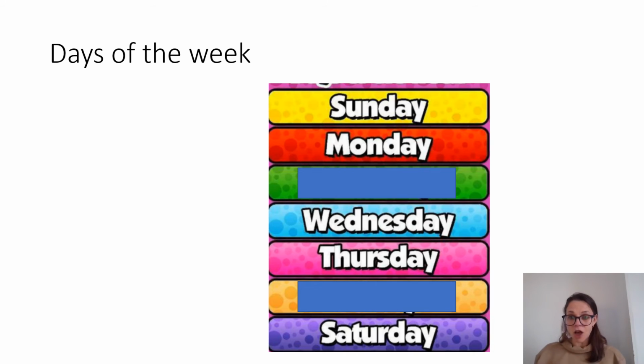How many days of the week are there in total? We've got Monday, Tuesday, Wednesday, Thursday, Friday, and then we've got the weekend, haven't we? Saturday and Sunday. How many is that all together? 7. Well done, there are 7 days of the week. Now there's a few missing here. Can you have a think and tell me which days of the week are missing?